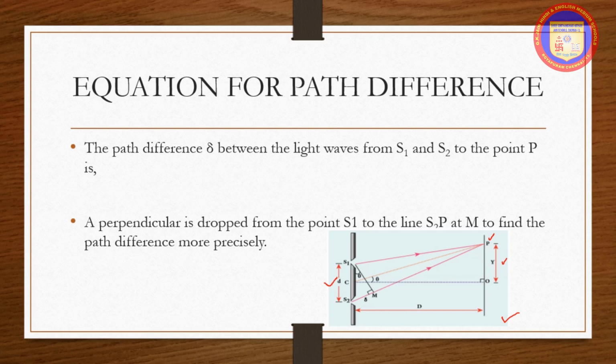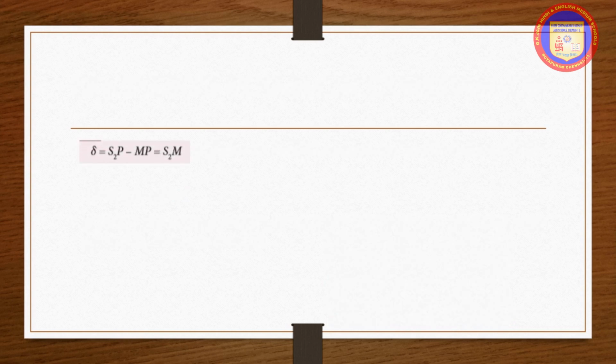The waves from S1 and S2 meet at P either in phase or out of phase depending upon the path difference between the two sources. Now we have to find out what the path difference is. The path difference delta between the light waves from S1 and S2 to the point P is delta equal to S2P minus S1P. A perpendicular is dropped from the point S1 to the line S2P at M to find the path difference more precisely. Then delta is equal to S2P minus MP, which is equal to S2M.